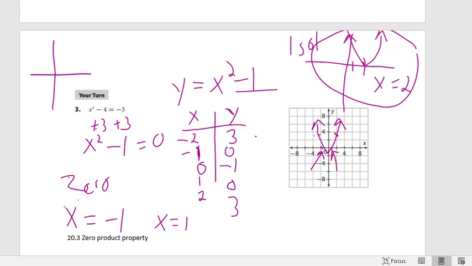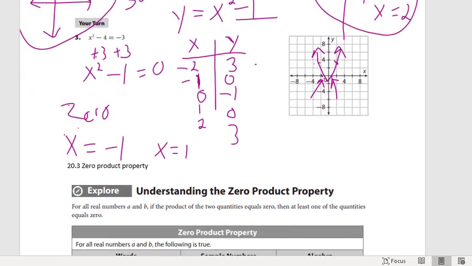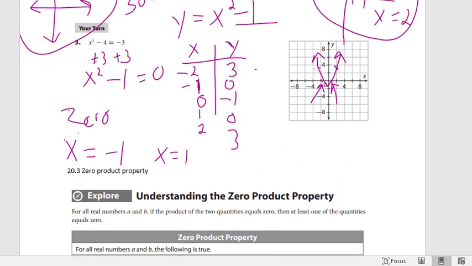Another example: if we have a quadratic whose graph looks like this, and it never hits the x-axis, this would have no solutions. There's no value of x where y is equal to 0. So those are the other two possibilities that you could see. The majority of the time you'll end up having two solutions though.